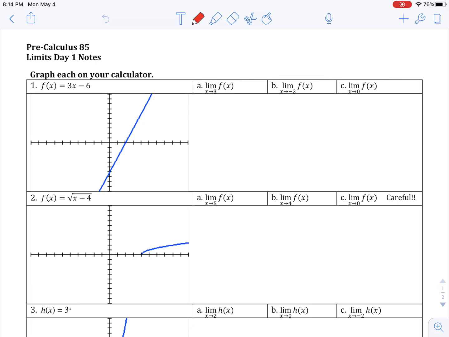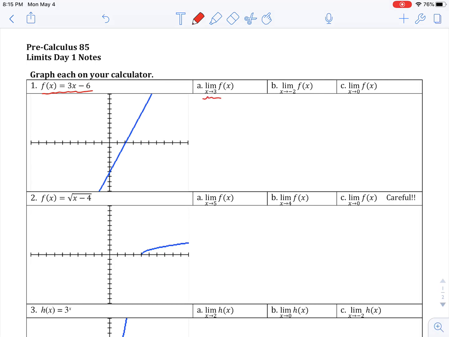So when we look at number 1, we have f of x is equal to 3x minus 6, and I'm graphing it. Graphing is very important because we want to study what's happening at our point coming from both sides. That's going to be one of the big things we focus on in lesson 2. So we want to make sure that we're graphing so that we can see what is occurring. And again, it's about what's happening around points.